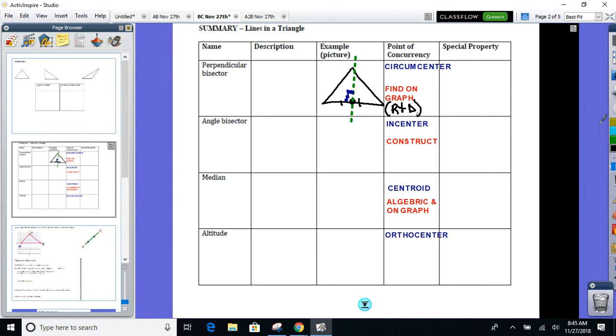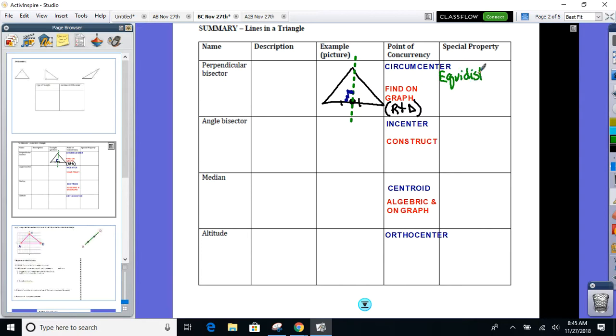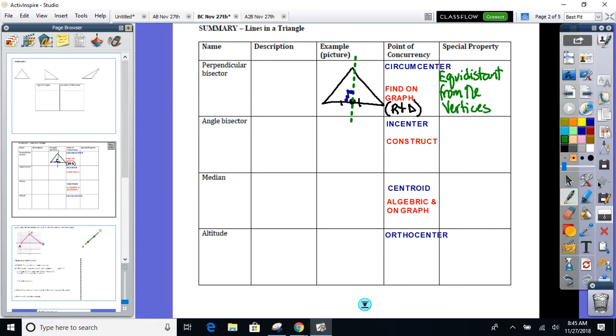All right, and what should I know about it? The circumcenter. What do I know about the circumcenter? What's the special fact, property I should know about it? Equidistant from the vertices. Yes, equidistant from the vertices. All right, equidistant from the vertices. All good.